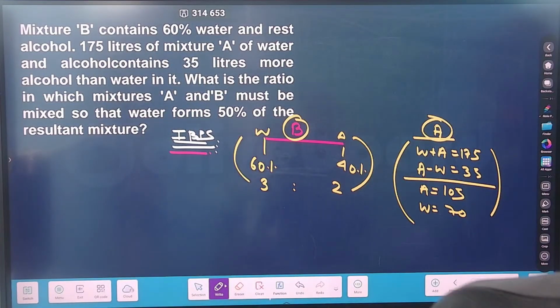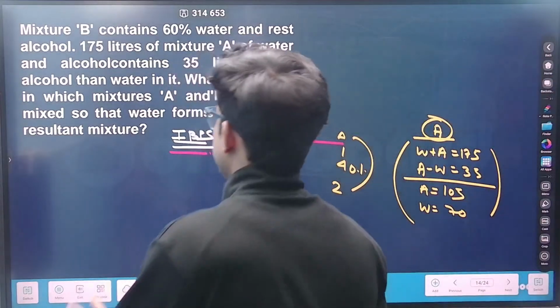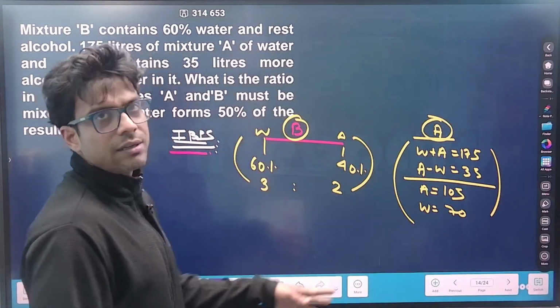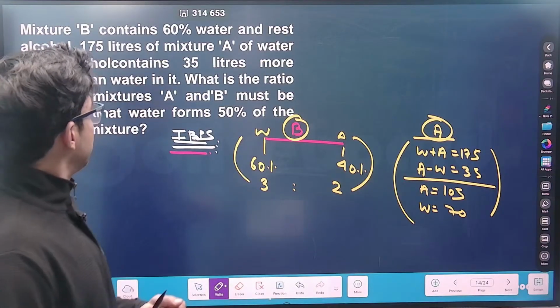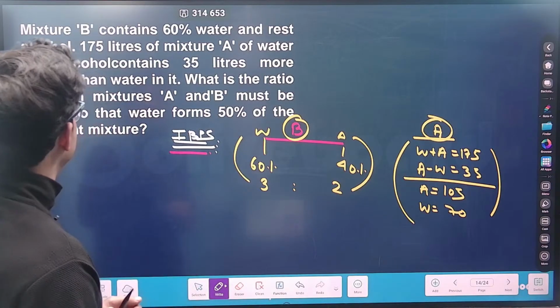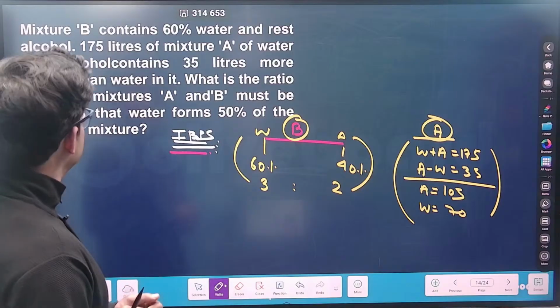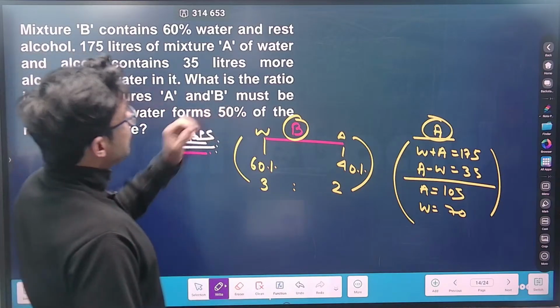You can also solve this question by using alligation, but I'm showing this so that those who are very new to the class can also understand this problem. I hope we are getting it. Now they're asking what is the ratio in which mixtures A and B must be added. See, they are saying A and B must be added.